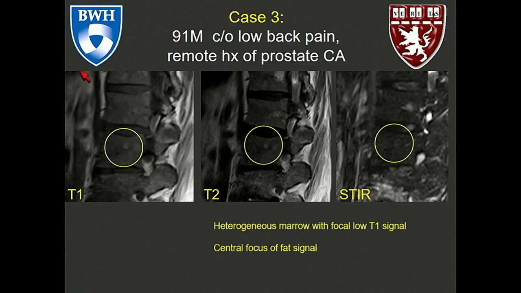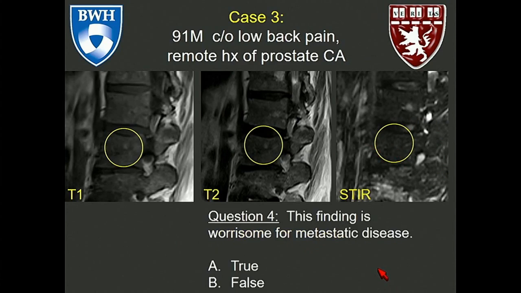So basically, we have heterogeneous marrow signal, and what was identified was this focal low signal intensity lesion on the T1 and the T2 weighted images. And you'll notice that centrally within that, there's a central focus of what looks like fat signal. It's bright on T1 and T2, and it's dark on STIR. And you'll notice the whole lesion is dark on the STIR images. So as regarding the answer, this is false, as the majority identified.